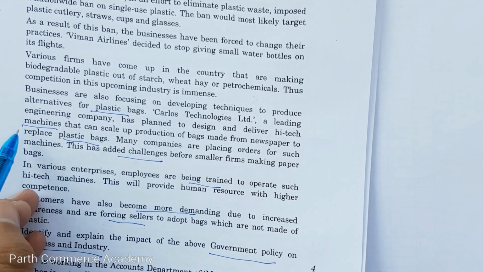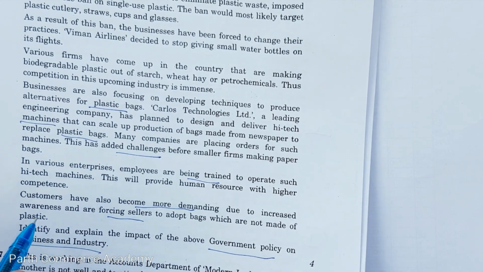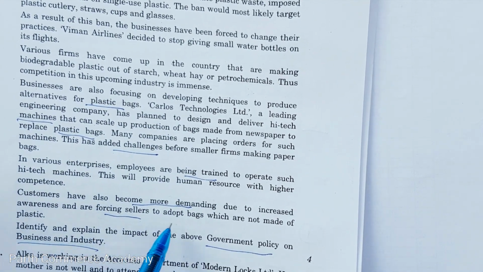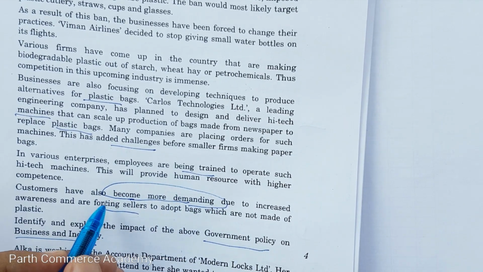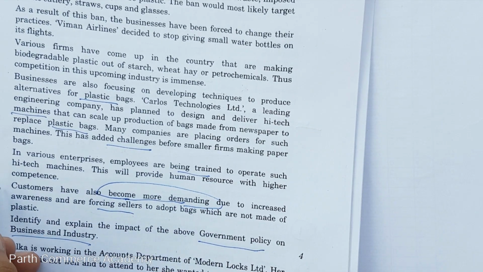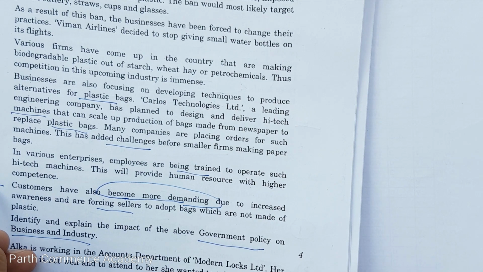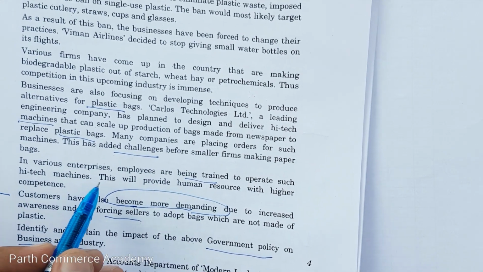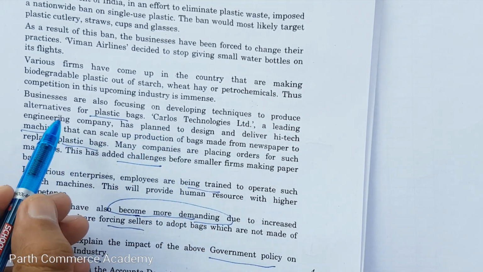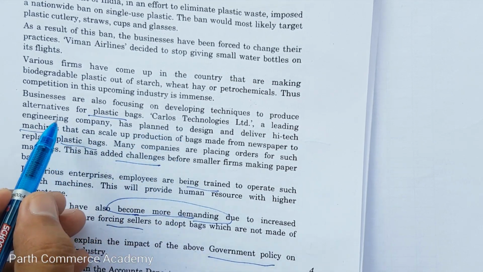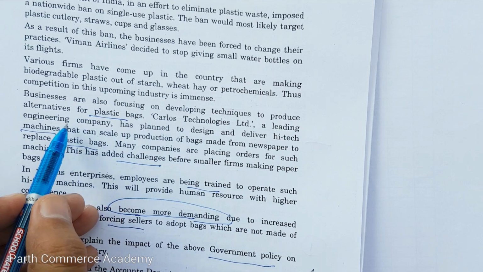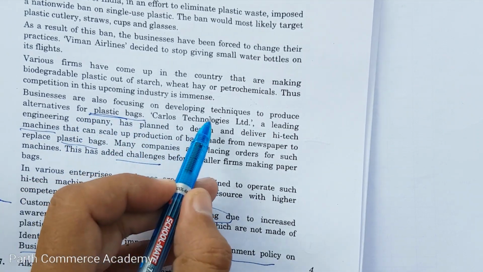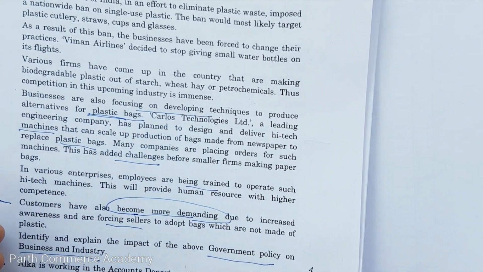First thing is that consumers become more demanding, so this you can write. Then changing technology, rapidly changing technology. You can see here technology has changed, new technology is there, developing techniques. So new technology also you can mention here.